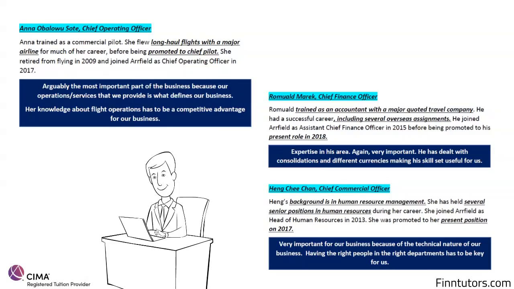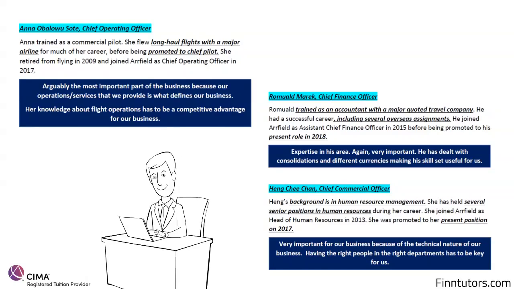So this is very important for our business because of the technical nature of my business, because it's always going to be my employees facing the customer or dealing with some issue which might require their expertise. And all of this is the job of the human resource manager, to hire the right people so that they have the technical nature and knowledge to solve problems. Having the right people in the right departments has to be seen as a key for us, and that is what Heng's job is.